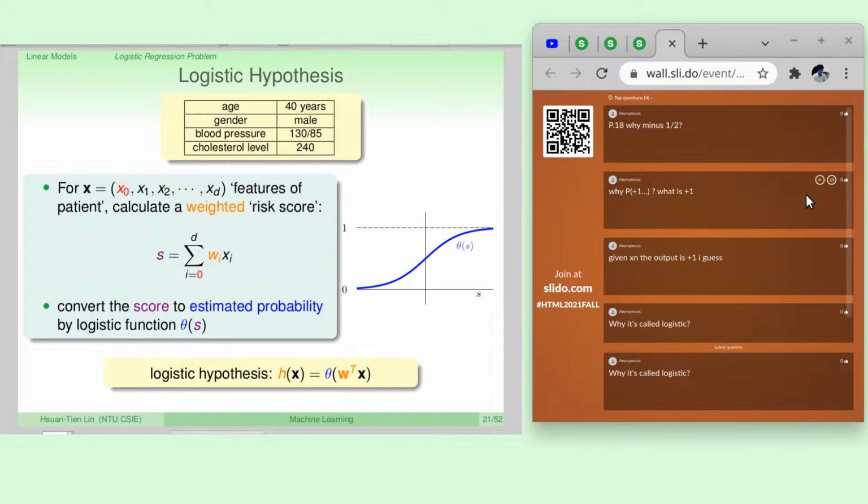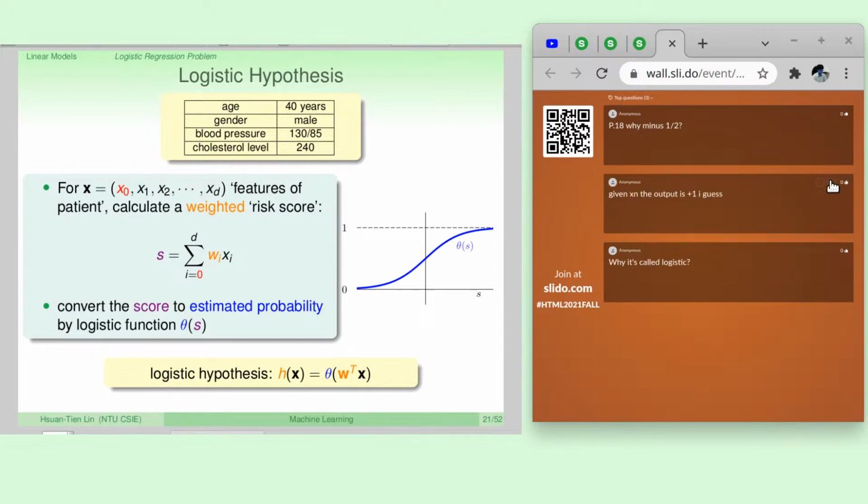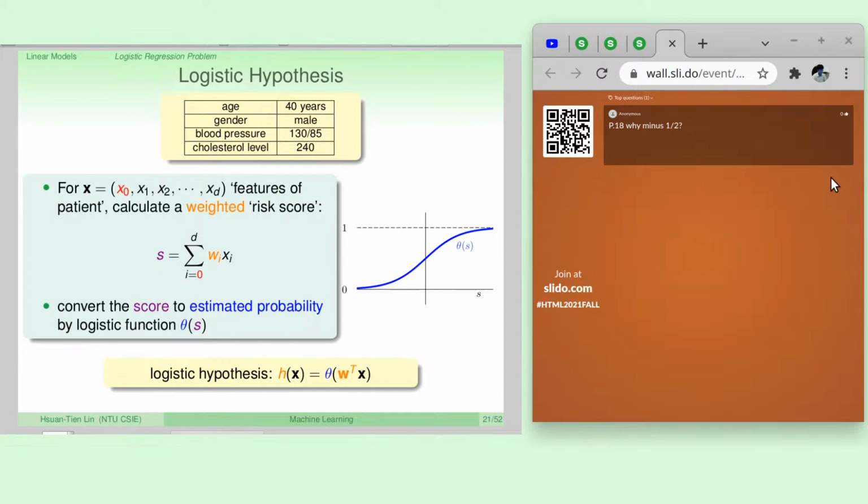Okay, so we're taking the terminology here. Why is it called logistic? Okay, allow me to answer it in the next class when we actually see the shape of the hypothesis. Also, is logistic regression used for classification? We will discuss in more detail in the next class. And why minus the half? Okay, this particular one we encourage you to derive by yourself.